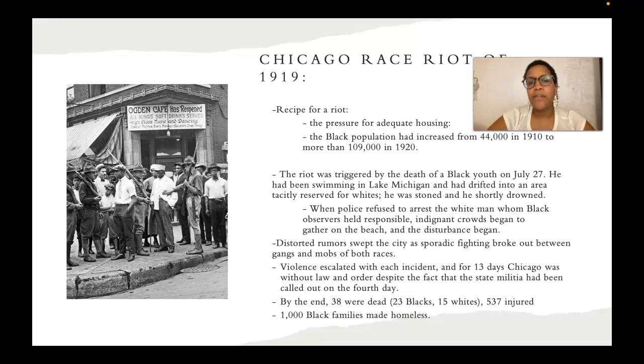But more specifically, the riot was triggered by the death of a young Black man on July 27th. He had been swimming in Lake Michigan, and he drifted into an area that was not explicitly, but quietly understood to be reserved for whites. And he was stoned and shortly drowned while he was swimming.